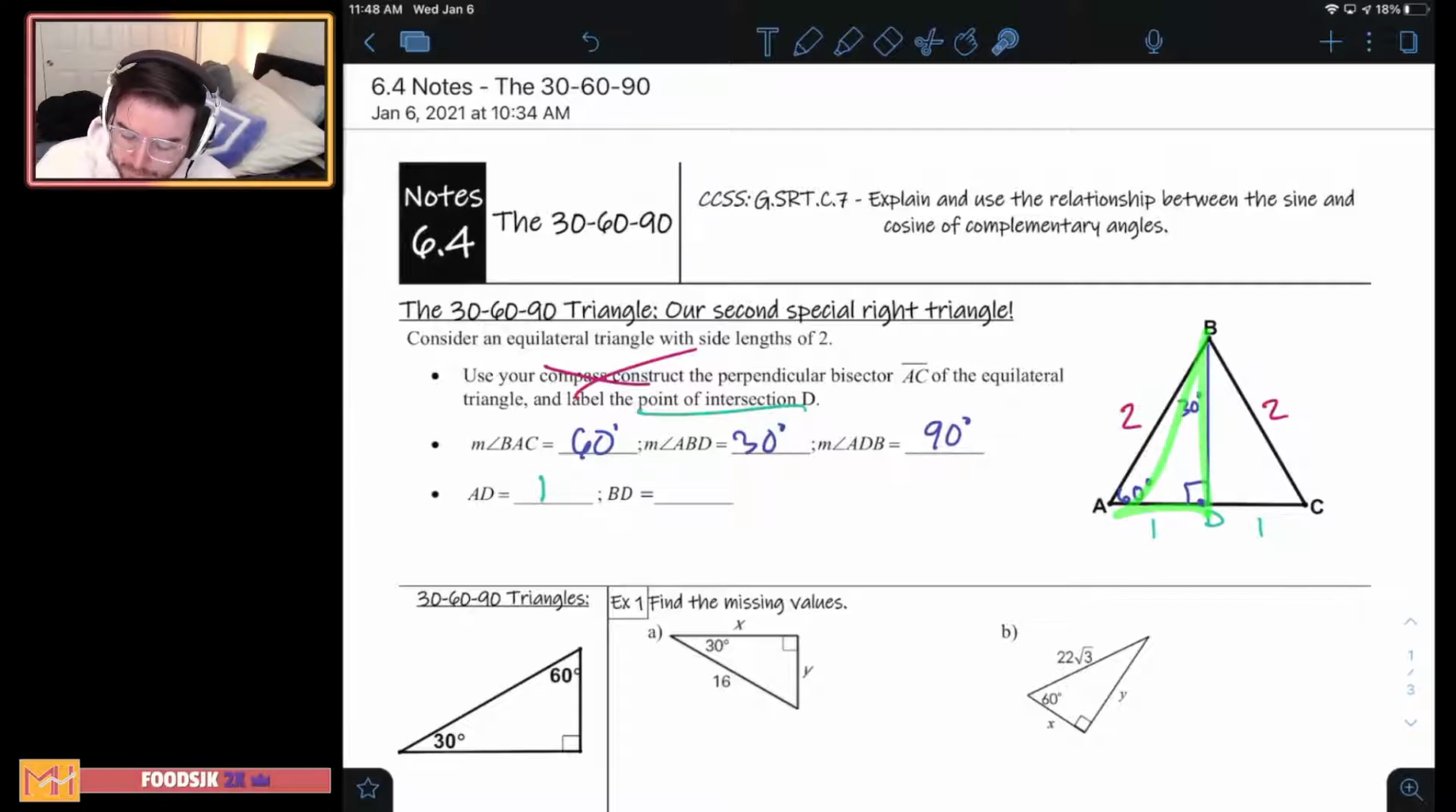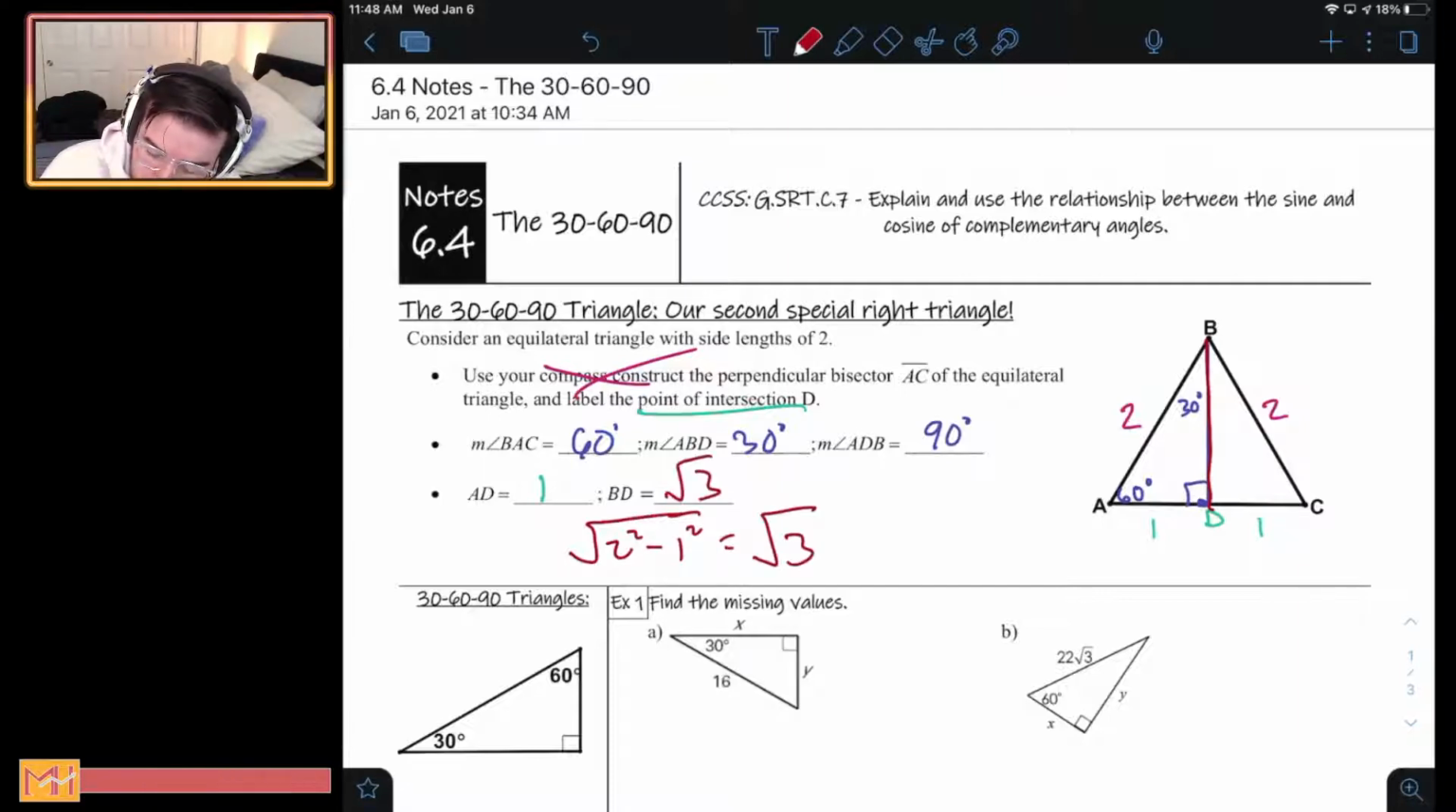So the one thing that we're still looking for is BD. It's a right triangle. We can use the Pythagorean theorem, and we're solving for a leg. So it's the square root of hypotenuse squared minus leg squared, which is the square root of 3. 4 minus 1 is 3. So let me go ahead and write that there, root 3. So there's our lovely 30, 60, 90 triangle.